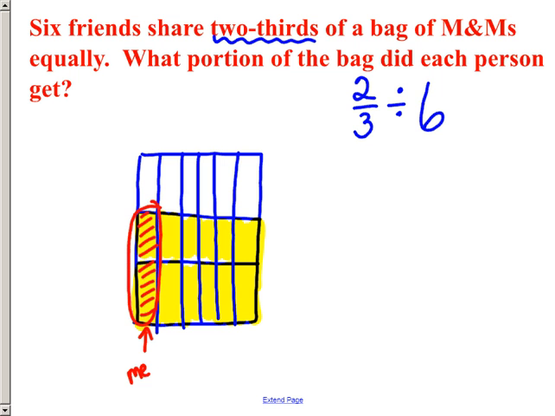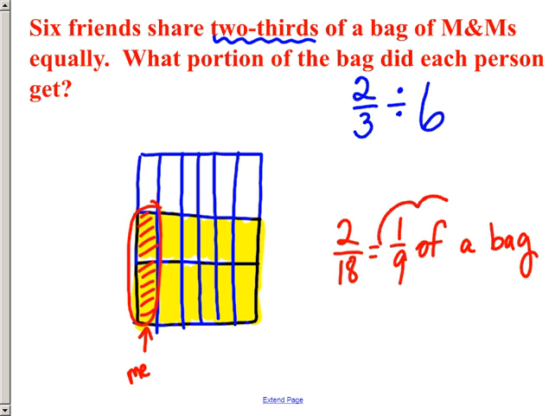So the section that I get is 2 pieces out of 18 pieces. So I get 2/18, or 1/9 of the bag. And again, that was just a little bit different than the other one because we have to take into account that there's 2 little pieces there that I get. All right, let's look at one more problem.